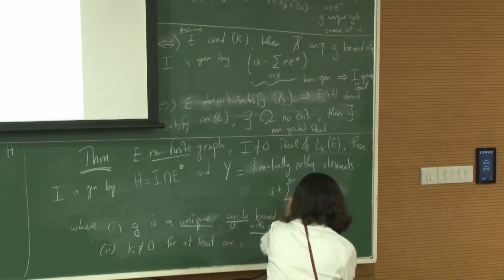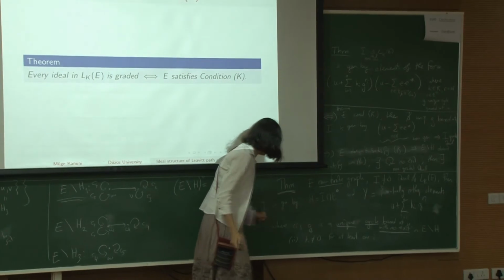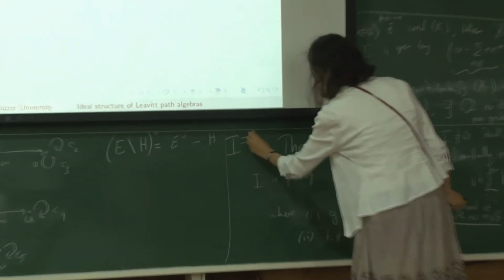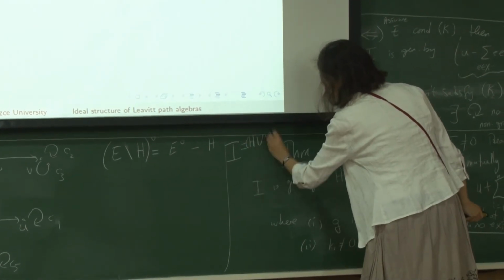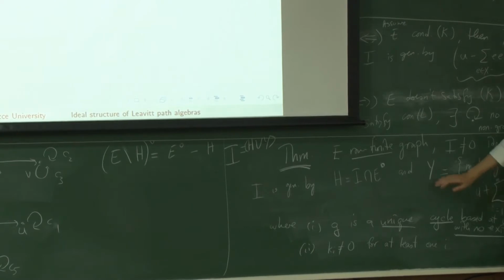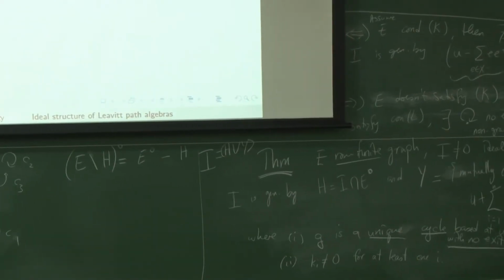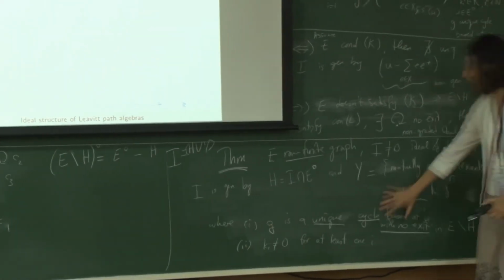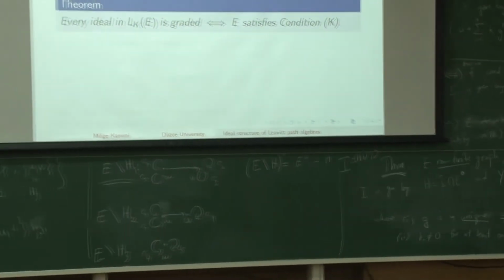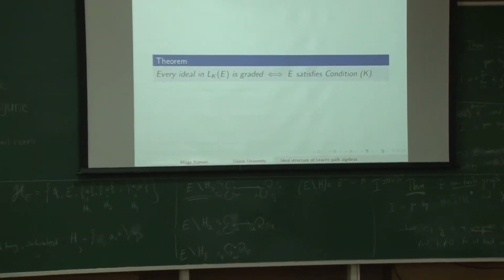You have another case. One remark, so I is going to be generated by this H union Y. And if I is a graded ideal, that means the Y part is zero. So you don't have this. So this tells us how to look at the non-graded ideals as well.